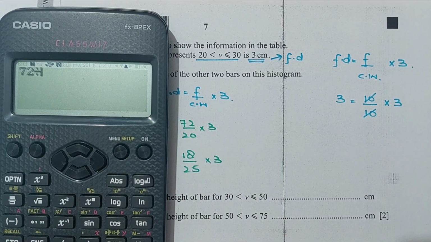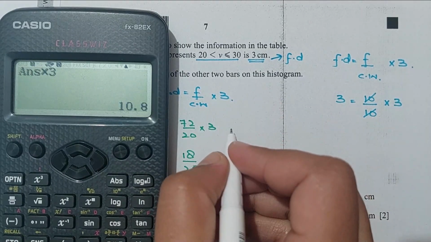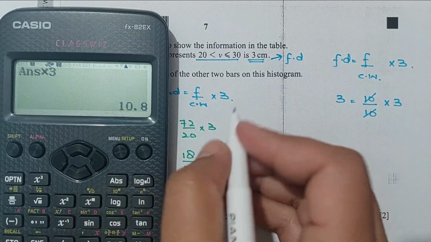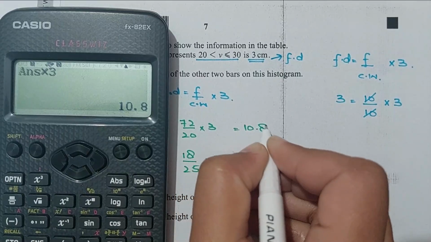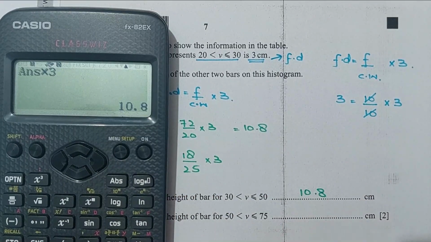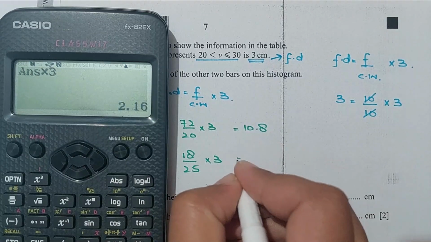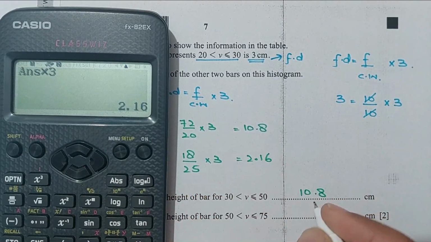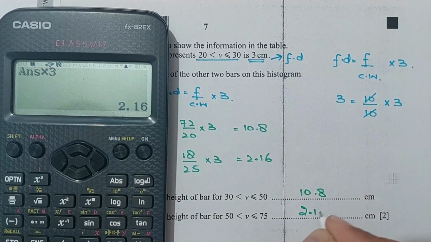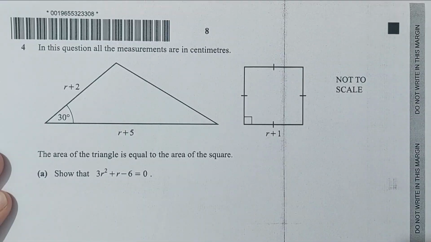72 divided by 20 multiplied by 3. This is 10.8 centimeters, and 18 divided by 25 multiplied by 3. This is 2.16. 2.16 centimeter.